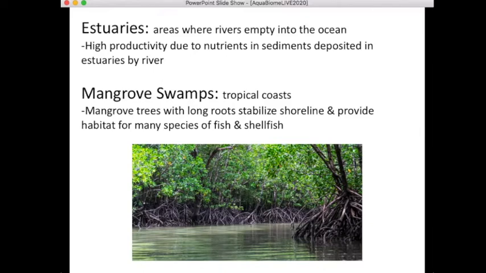And one of the most common plants that we find in coastal estuaries are mangroves. Mangroves grow in the tropics. They have adapted to grow in this strange area that has salt and fresh water. They have long roots, so they help hold the shore intact. And that also provides places for organisms to live.